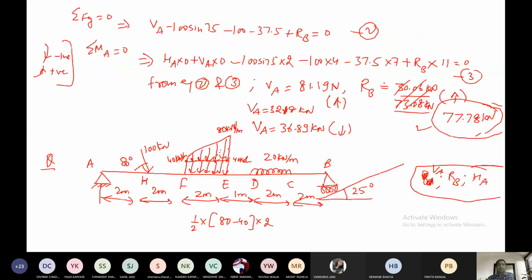Now coming to the last part. See here at RB, in this question you can see the hinge support is lying vertical, but the roller support is inclined at a certain angle, 25 degree. Okay, so we will follow this concept.